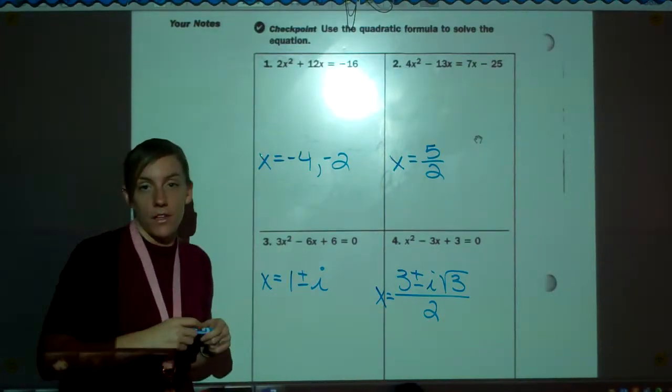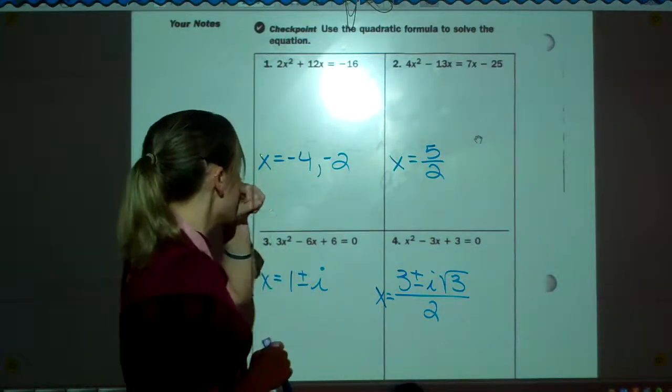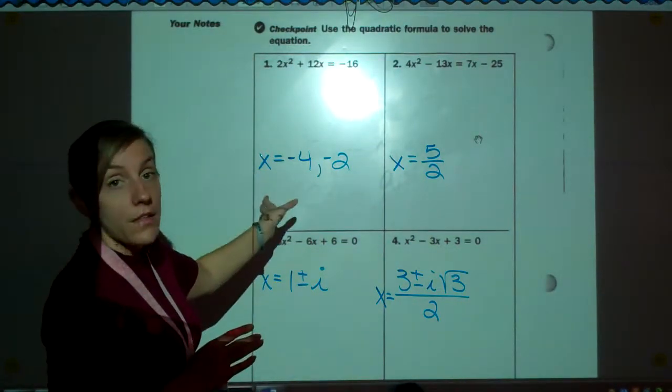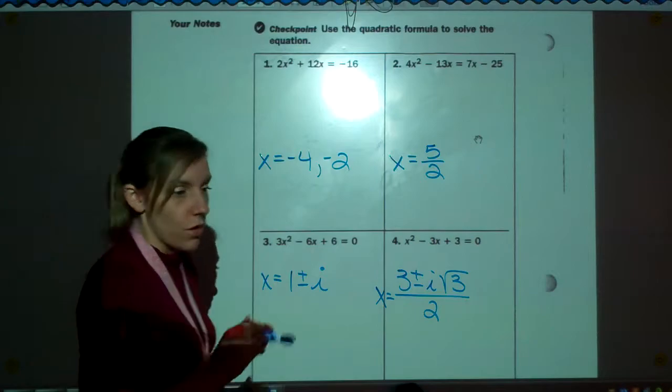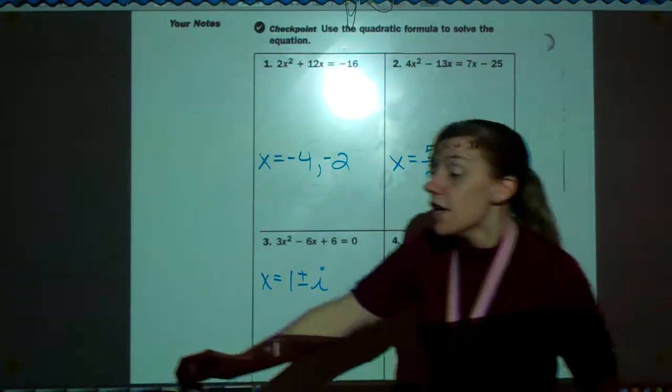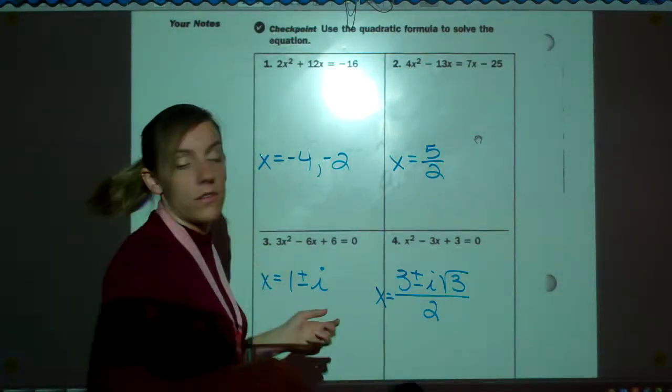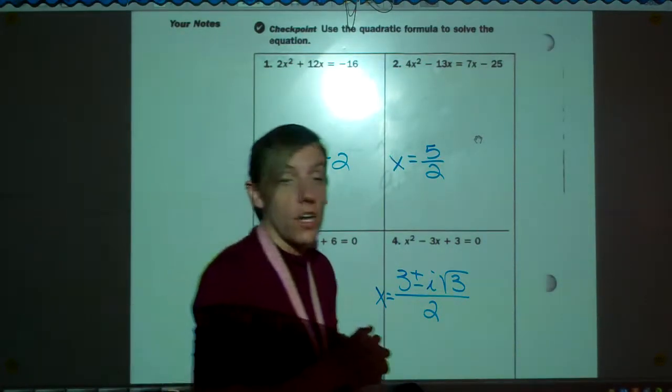The video is not going to be very long, but your working on these problems would make your homework just a little bit longer. So try them and then check your answers with those 4, okay? Alright, so now, once you're done with that, I want you to go to the bottom of your page and we're going to talk about the discriminant.